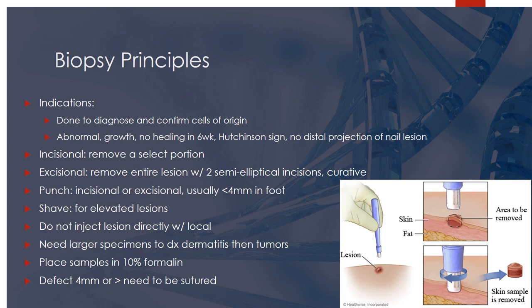We're going to place these lesions either fresh or in formalin. When we're creating these defects, usually the cutoff for a biopsy is punch biopsy about 4 millimeters or greater. You're going to want to put a nylon suture across or your preferred choice of suture.